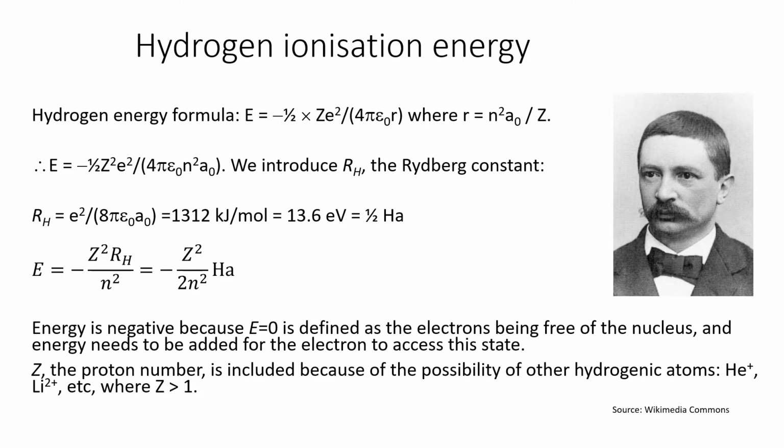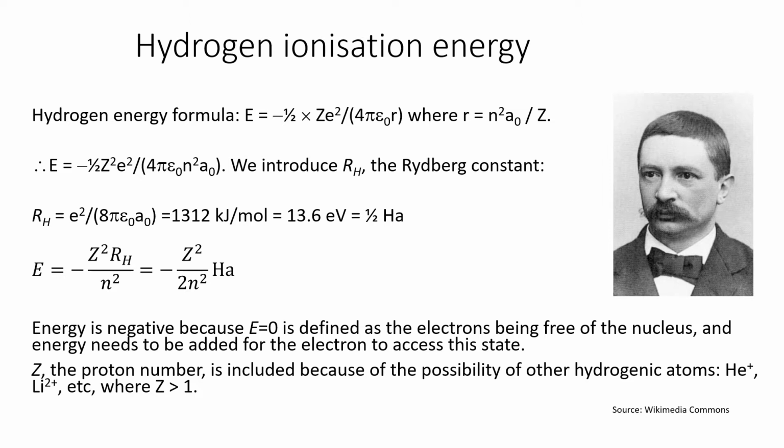And so from that expression, which looks like the potential energy, we then were able to equate r, the distance of the electron from the nucleus, to n squared, the quantum number we introduced when we quantized angular momentum, multiplied by the Bohr radius, a0, divided by the proton number. And so when we substitute that expression for r into the hydrogen energy formula, we get this more complicated looking expression. And it's at this point we tend to introduce the so-called Rydberg constant.